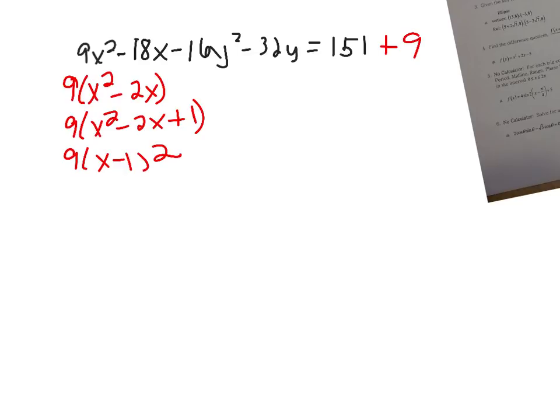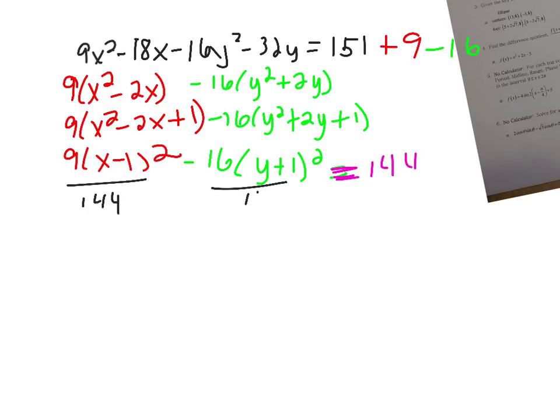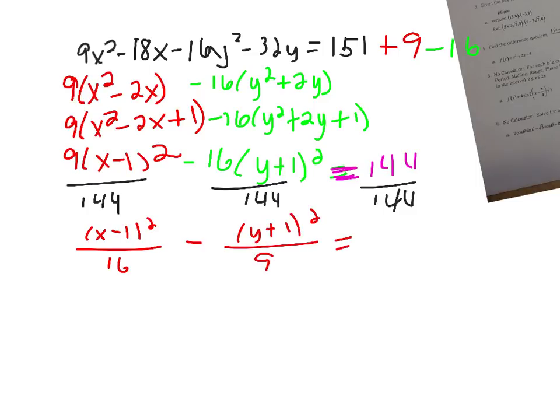All right, on to the y's. Factor out negative 16 times y squared plus 2y. Half of 2 is 1, squared is 1, multiplied by negative 16, so I add negative 16 to the other side. So it's negative 16 times y plus 1 squared, and I add up the right side here, and we get, again, 144. So divide everything by 144. So we have x minus 1 squared over 16 minus y plus 1 squared over 9 equals 1.